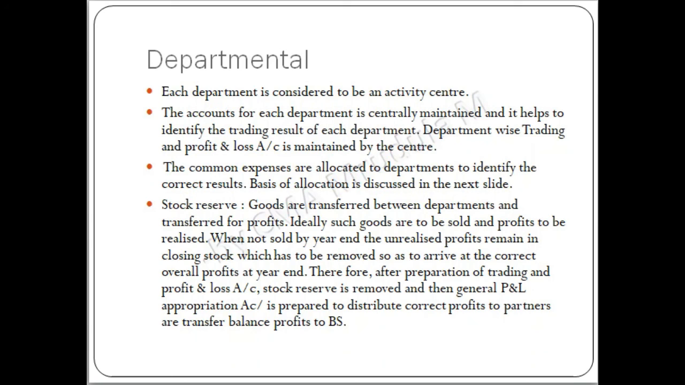So, therefore, after preparation of trading and profit and loss account, stock reserve is removed, and then a general profit and loss appropriation account is prepared to distribute the correct profits to the partners and then transfer the balance profits to the balance sheet. That is, after preparation of trading profit and loss account, the departmental profits are brought down. After totaling them up in the general profit and loss appropriation account, remove the stock reserve overall from opening stock and closing stock is the total value, and after removing the same, the amount is distributed to the partners and balance is transferred to the balance sheet.